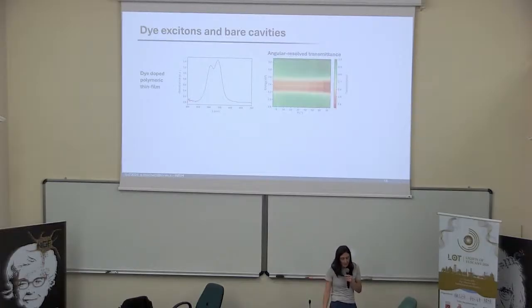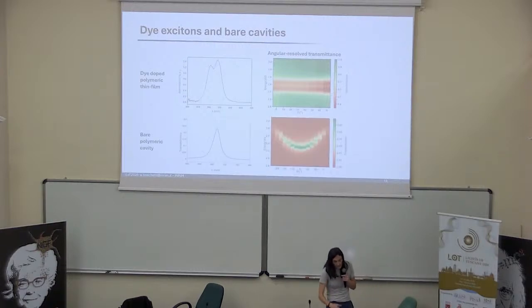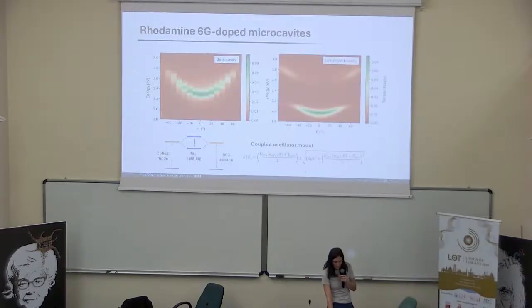Here there is an angle-resolved transmittance map showing how our exciton behavior doesn't depend on the angle. Here there is a characterization of the microcavity embedding the bare polymeric material without any kind of active doping, showing the standard, classical, you can say, mode description. Okay, so what happens when we embed the dye in CG?